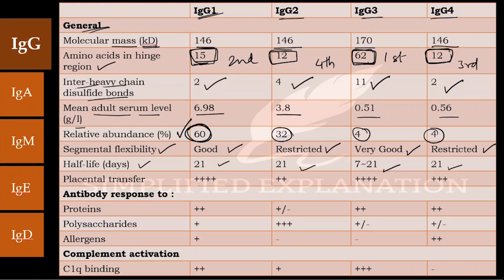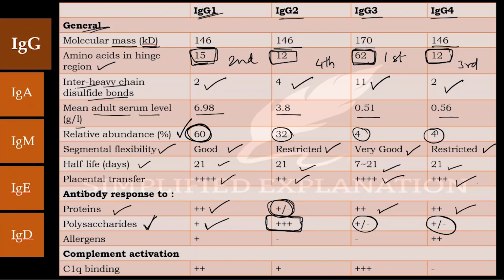Placental transfer, it's good in IgG1. Again, it is also good in IgG2. IgG3 is also transferring, and IgG4. Antibody response to proteins: IgG1 is showing, IgG2 is showing minimal response. IgG3 and IgG4 are also showing. For polysaccharide, we have studied IgG2 was showing the most response against the polysaccharide. So yes, here it is showing the highest response. And IgG1 is less responsive to this. Minimal response by both IgG3 and IgG4.